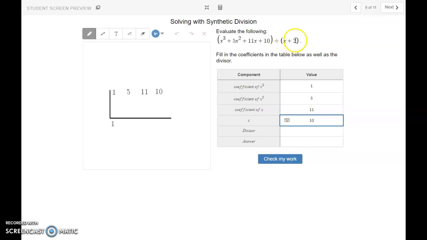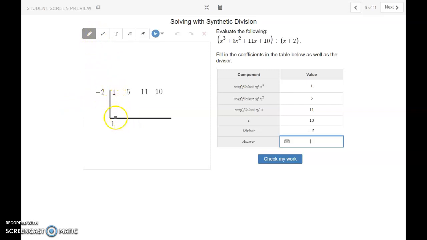Next is the divisor. Remember, change the sign. So it's plus 2 here. When you put it into the equation, you change the sign to negative 2. So now you'll see there's this blank that says answer. I'm going to get to that in a minute, but first let's do the math on this side over here. So you can draw with a pen, or you can type in the numbers.